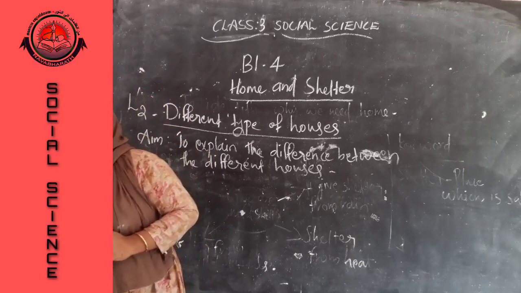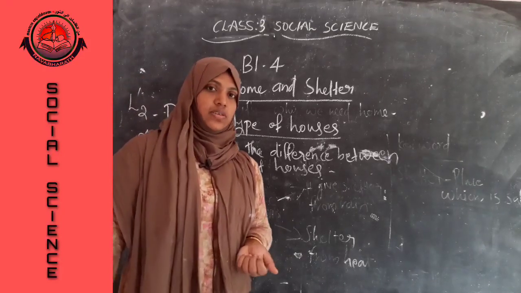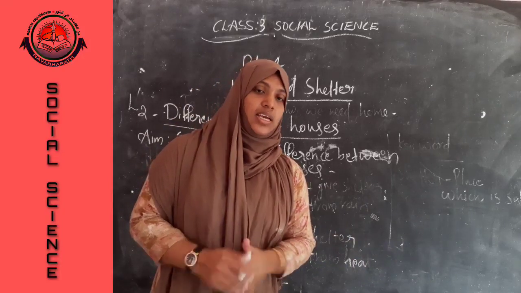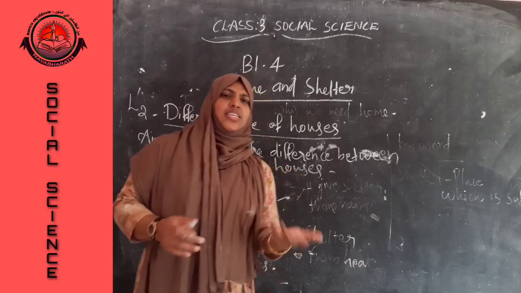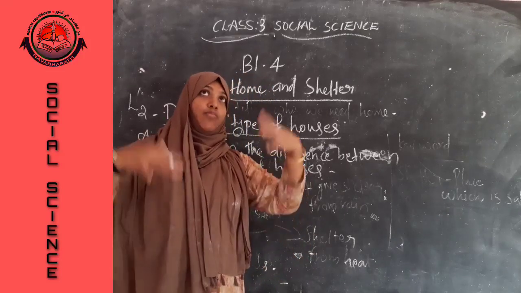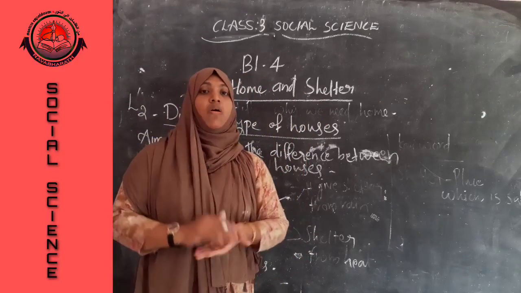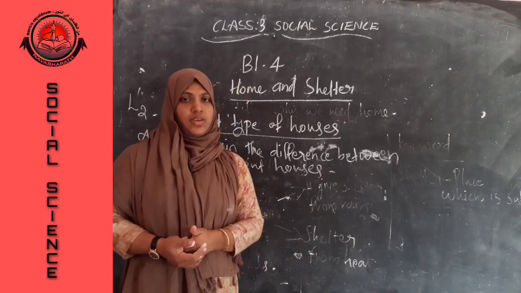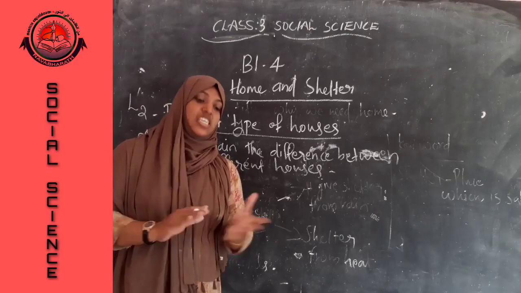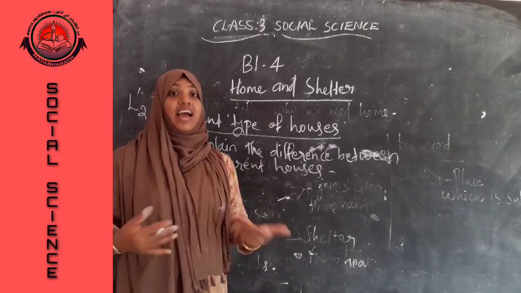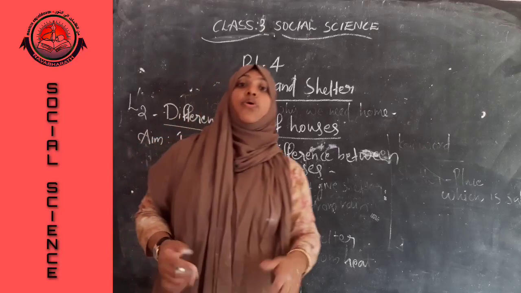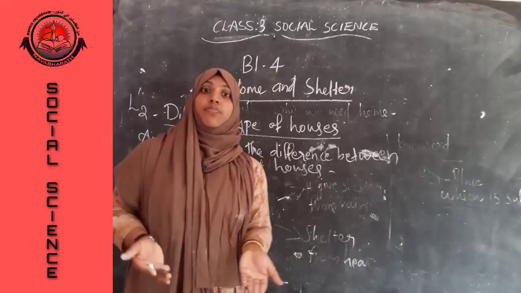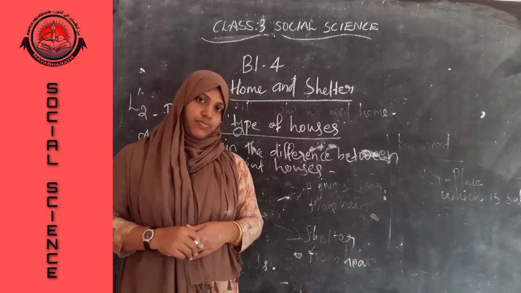Okay, we know that there are different kinds of houses. What kind of house do you live in? Yes, everyone's house is different. Someone is living in a bungalow and someone is living in a small house. There are different kinds of houses. Today we will look at pictures of the different houses and identify the types of houses.